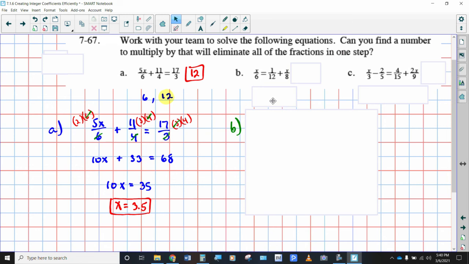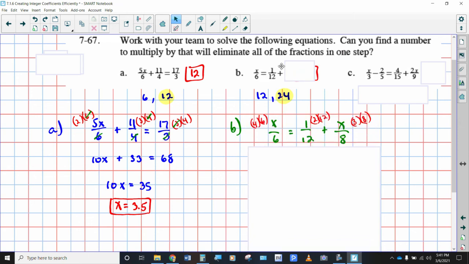Problem B: 6, 12, and 8. Let's start with the number 12. If 12 is the number that we're going to use for our multiples, 6 goes into 12, but 8 does not. So 12 cannot be our multiplier. Then you go up to 24. That's the one that works. 6 times 4 is 24. 8 times 3 is 24. So we're going to make 24 our multiplier.